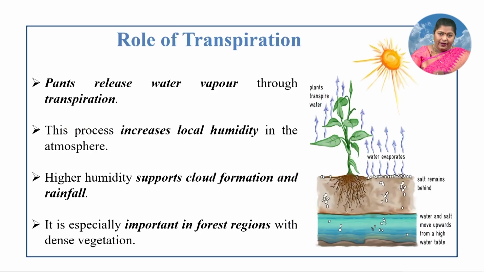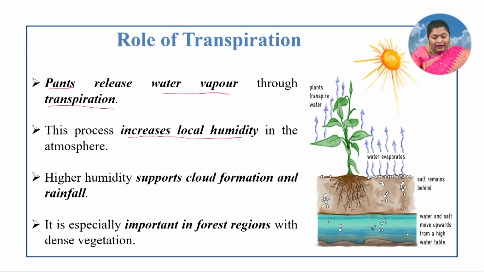Role of transpiration. The plant is important here. Plants release water vapor through transpiration. So the transpiration process, in turn, gives what? Humidity to the atmosphere. This process increases the local humidity.